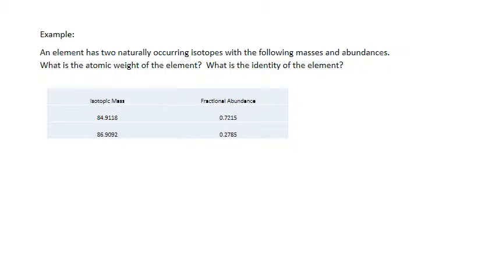It says an element has two naturally occurring isotopes with the following masses and abundances. What's the atomic weight of the element, and what's the identity of the element? So if you look, we have two isotopes. Isotope 1 has a mass of 84.9118, measured in atomic mass units, or AMU. And isotope 2 has a mass of 86.9092.